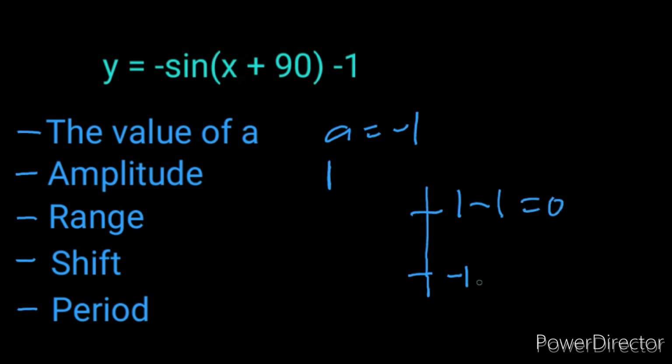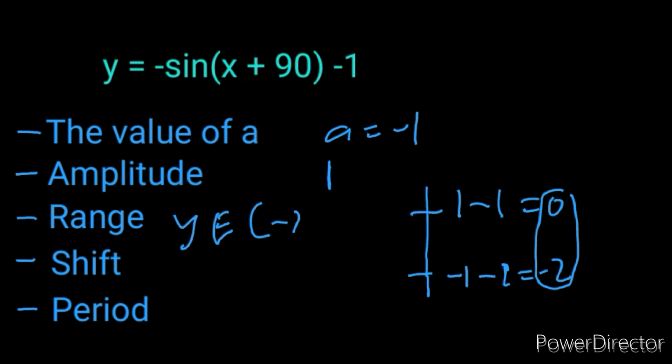And this one, instead of being at negative 1, it's going to be at negative 2. So it shifts 1 unit down. So it means that this is our new range. Therefore our range is y is an element of, it starts at negative 2. Remember, we have to start with the minimum first before the maximum. So it starts at negative 2, it ends at 0. And there we have it. We have got the range.